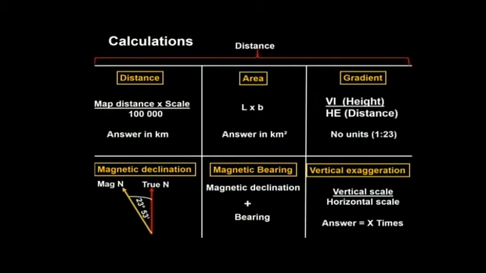Look at area. Now, some children tell me, okay, I can calculate distance, but I'm struggling with area. I don't believe you. Because what is area? Area is just 2 distances that you've got to calculate, and you multiply them, and then you get area. So please, this is very easy. Gradient. Remember, gradient, no units. Magnetic declination. Magnetic bearing, declination plus bearing. And of course your vertical exaggeration, which is the vertical scale divided by the horizontal scale. Your answer here will be so many times, x times, so many times the one scale larger than the other one.